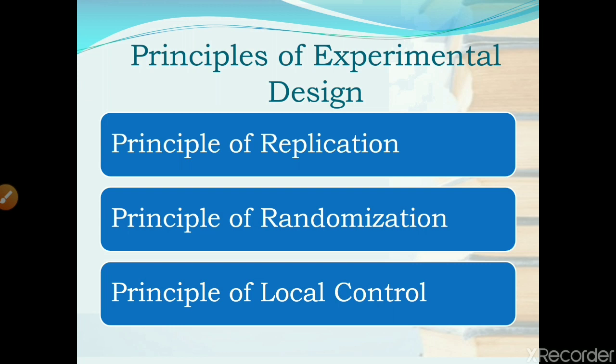Third is the principle of local control. So it is again an important principle of experiment design. Here what we do, the extraneous factor or the known source of variability is made to vary deliberately over a wide range as necessary. This needs to be done in such a way that the variability it causes can be measured and hence eliminated from the experimental error.